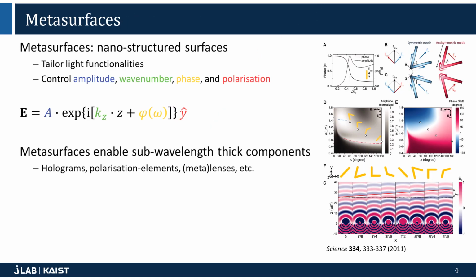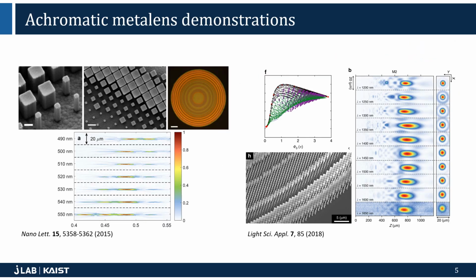Miniaturization can be achieved using metasurfaces, as first discussed by Nanophotonics and collaborators. Using sub-wavelength nanostructures, like gold rods in this case, light can be tailored and we can control the amplitude, the wave number, the phase, and the polarization. This enables us to do virtually everything. For example, we can create holograms, polarization elements, and as we'll discuss here, metalenses.